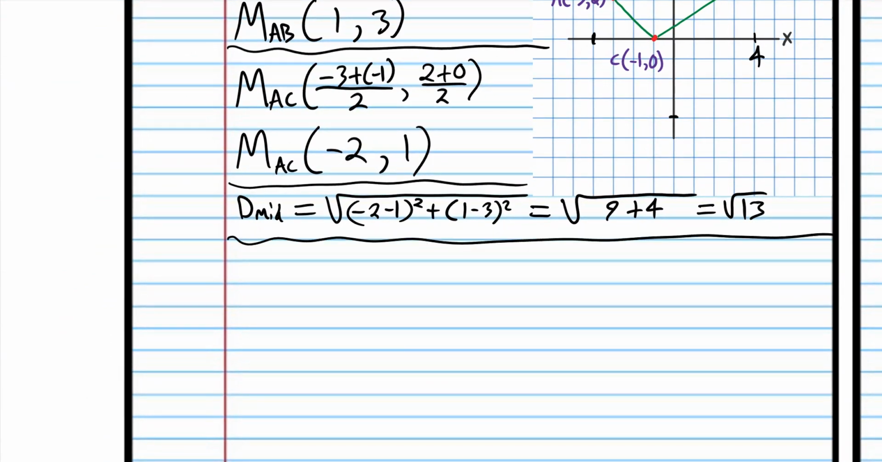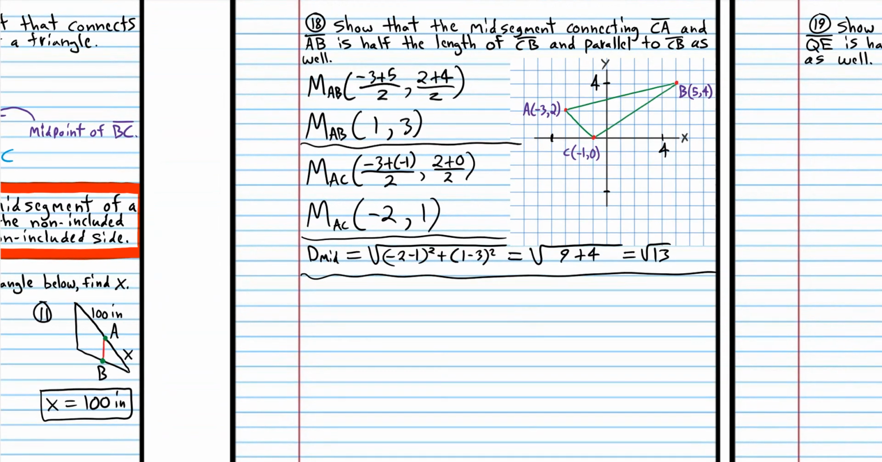So now we're going to find the length of the non-included side, so the distance between C and B, making C point 1. We have 5 minus -1 squared plus 4 minus 0 squared, and we have root 36 plus 16. Add those up and you get 52. So we have root 52.